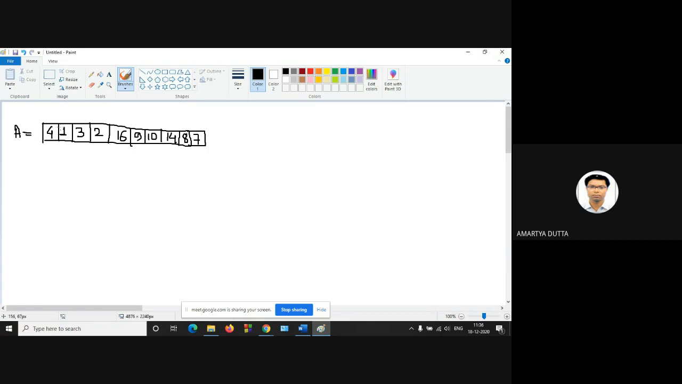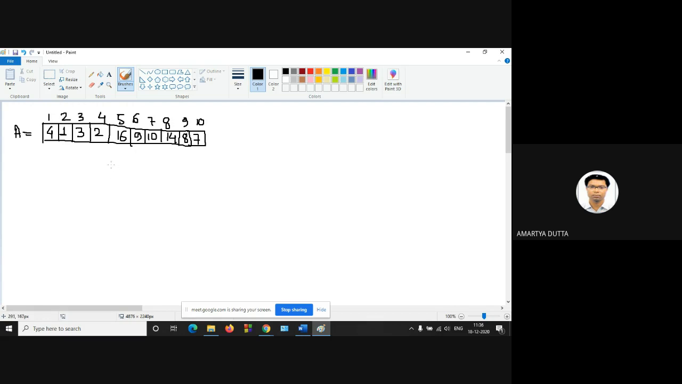So heap is a complete binary tree. That's why first of all you have to draw the tree structure. So this is index 1. Let this be 2, 3, 4, 5, 6, 7, 8, 9 and this is the final one, 10. So total 10 elements are there.